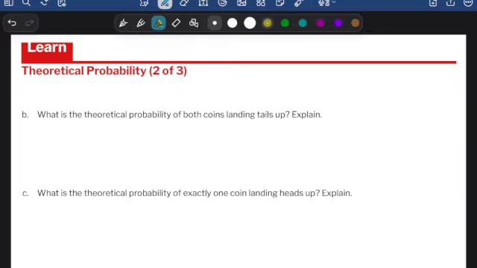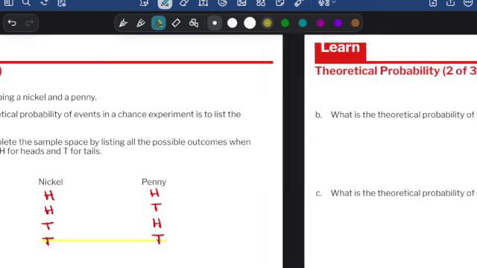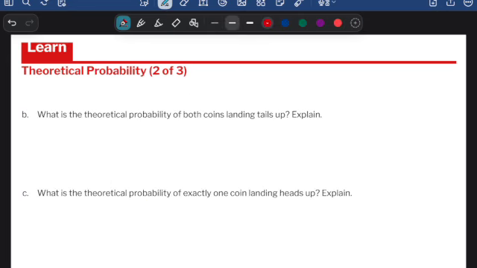Part B, what is the theoretical probability of both coins landing tails up? So theoretical probability is what we would expect to happen. What is the expected relative frequency? So we're looking for tails up. How many times do we get tails up? Well, only once, where both of them are tails. So one outcome out of a possible 4 outcomes. That is our theoretical probability, or 0.25. It's one possible outcome out of 4.